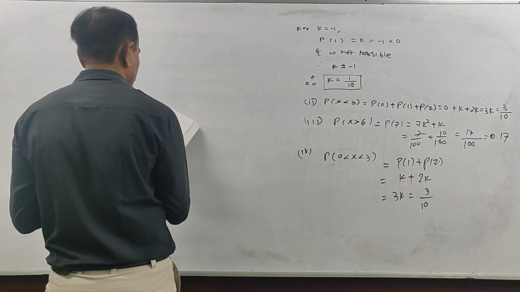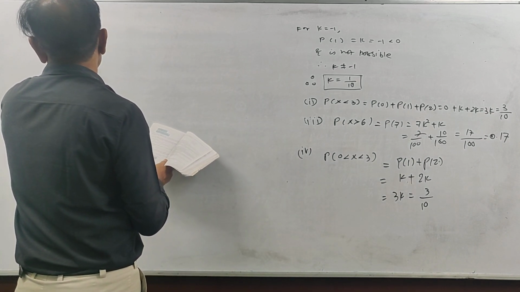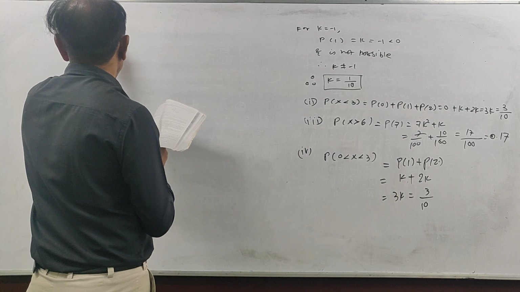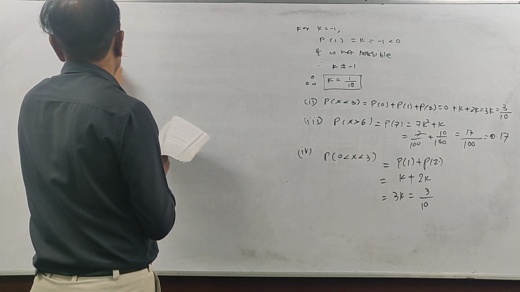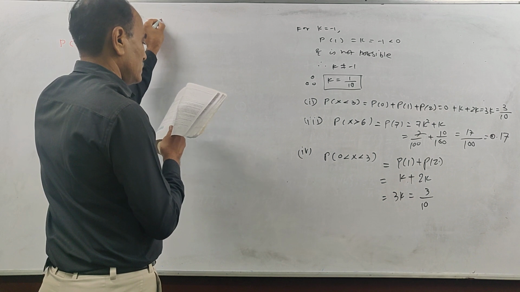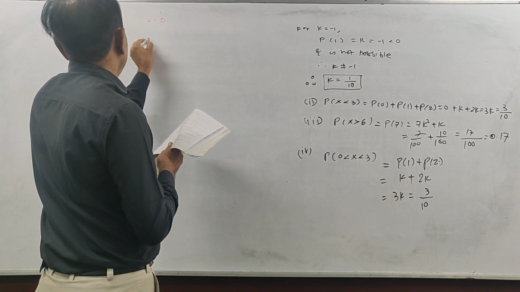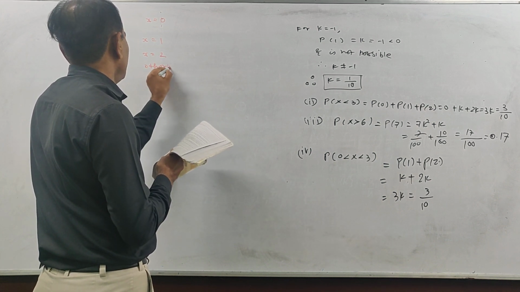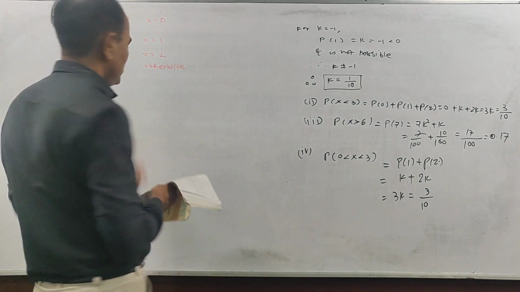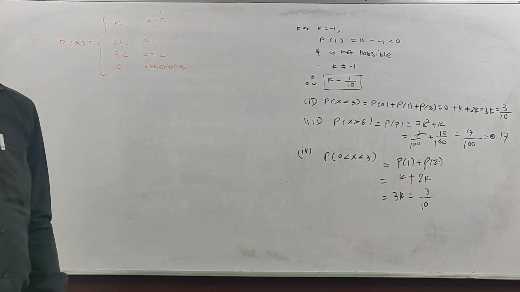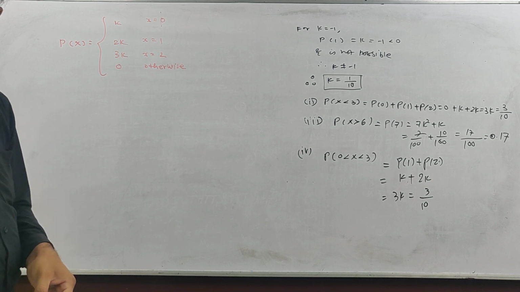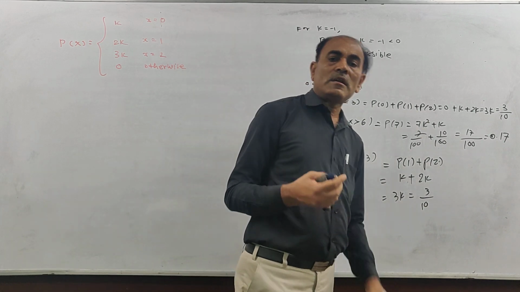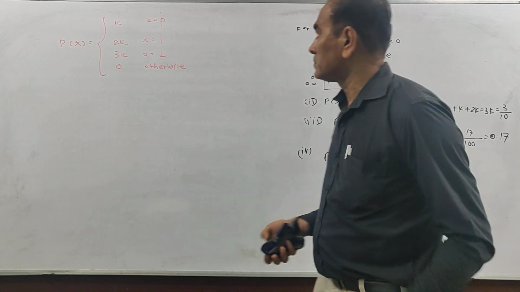The probability distribution of some random variable X is P of x is equal to k, 2k, 3k and 0. X is equal to 0, X is equal to 1, X is equal to 2, and otherwise. That means in the remaining possibilities it is 0. Once again, we have to find k and answer some questions based on that probability distribution. What is the difference between the previous sum and this one?